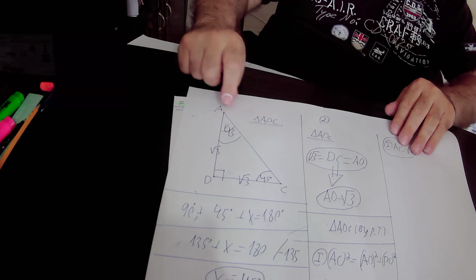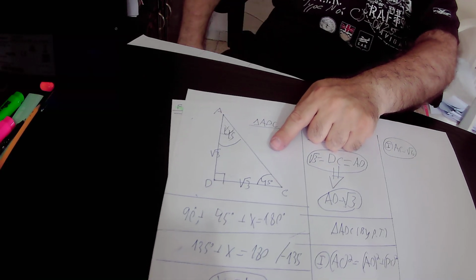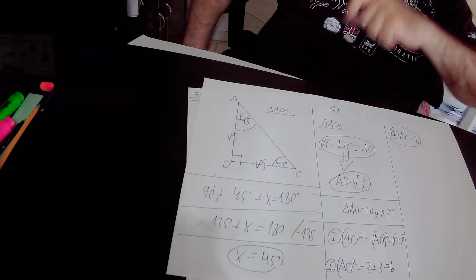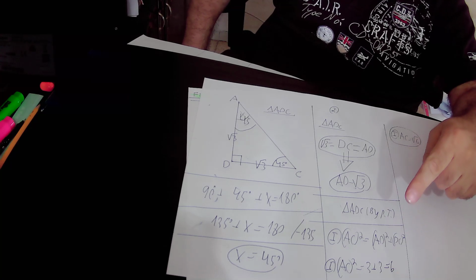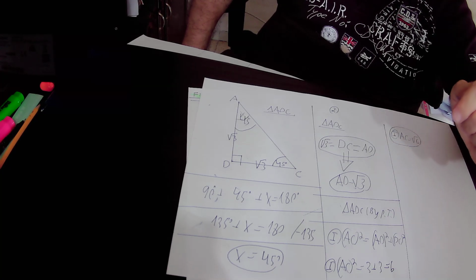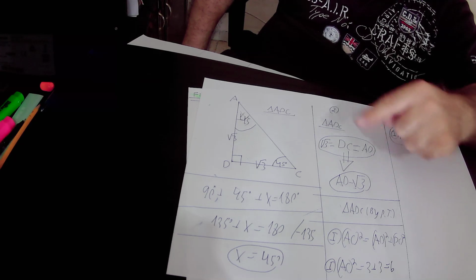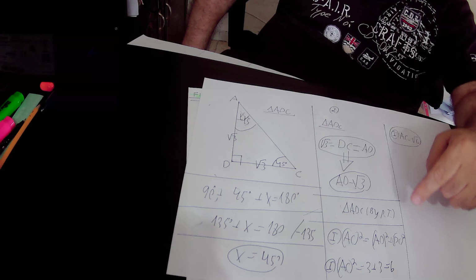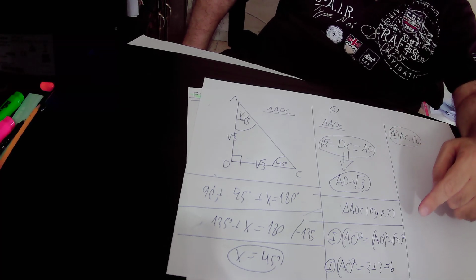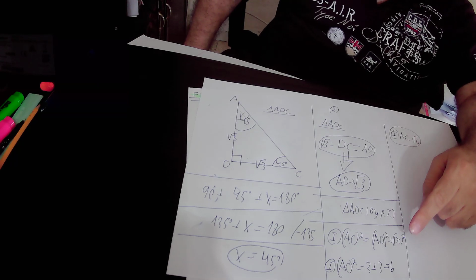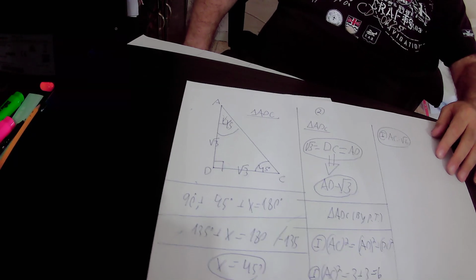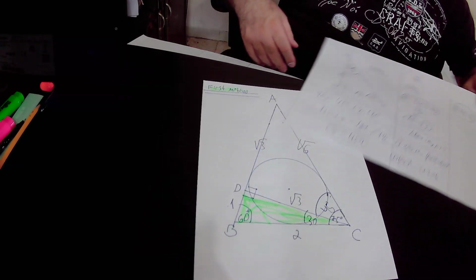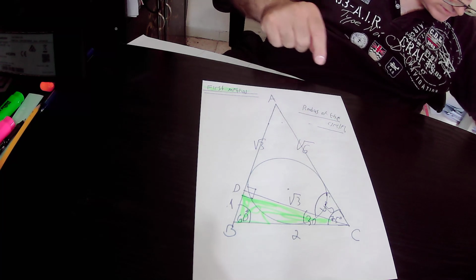Then we implemented the Pythagoras theorem on this right triangle, triangle ADC. According to the Pythagoras theorem, the square of the hypotenuse equals the sum of the squares of the perpendicular sides. That is to say, AC square equals AD square plus DC square. AD is square root of 3, so AD square is 3. DC equals square root of 3, so DC square is also 3. So AC square equals 3 plus 3, that is 6. We took the square root of this equation and found that AC equals square root of 6 units.